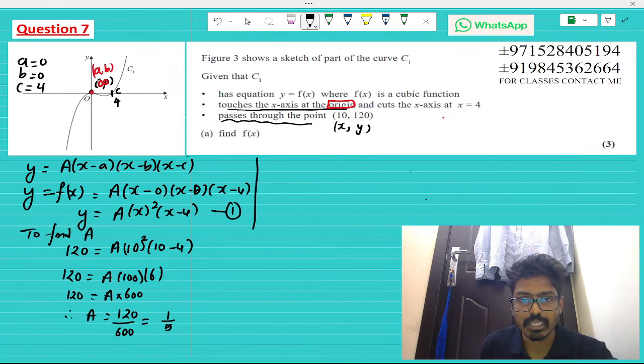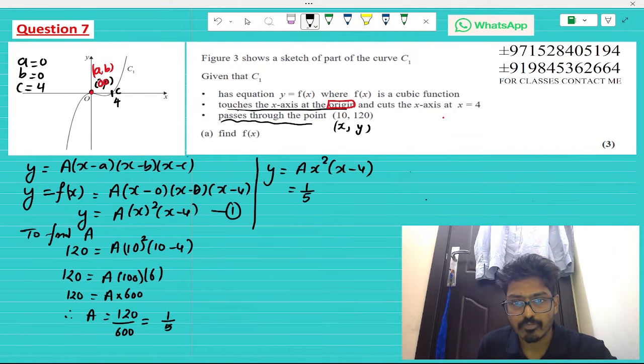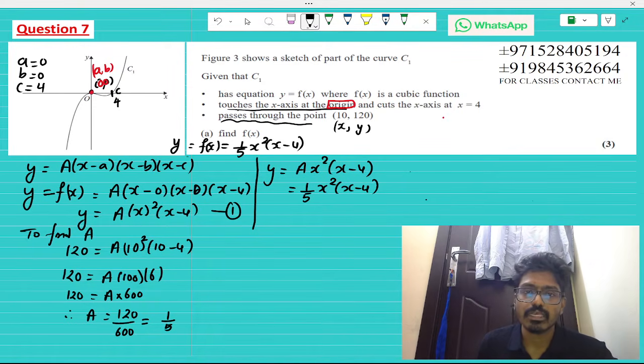So let's plug this a value in. y equals a x squared (x minus 4). We substitute that value back into the equation, which gives 1 over 5 x squared (x minus 4). So this will be our answer for question 7 part A. F of x, which is also y, equals 1 over 5 x squared (x minus 4). This will be our answer for part A.